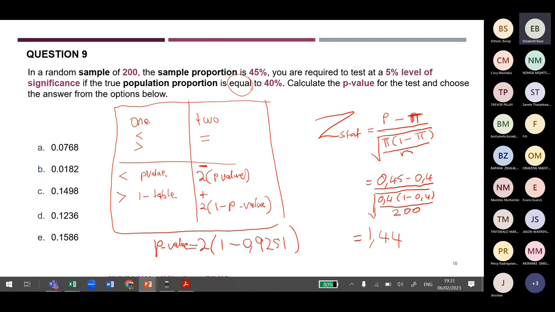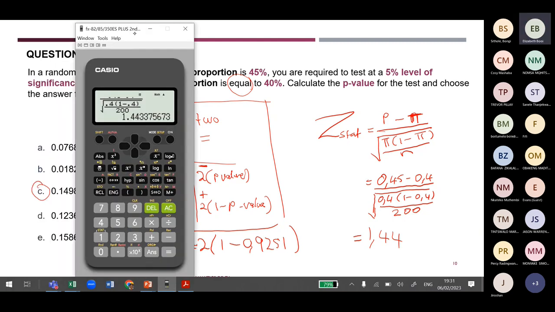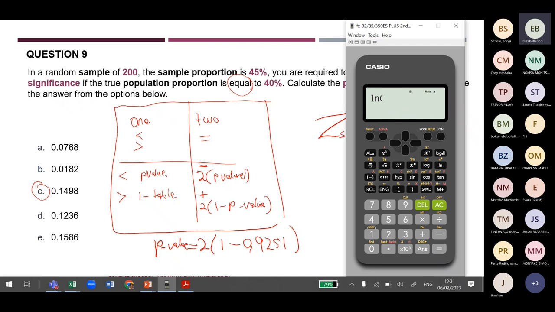So what is your p-value? 0.1498. I should just say 2 times 1 minus 0.9251, 0.1498. And that's how you will answer the question.